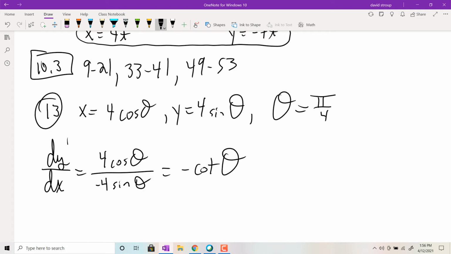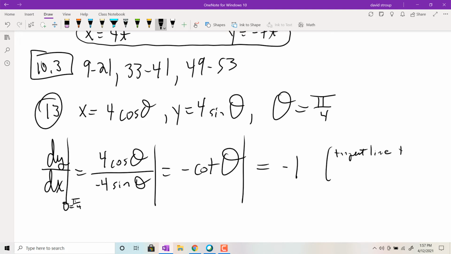And then we need to evaluate it at pi over 4. Okay. Theta equals pi over 4. I'll just write it like that so I don't have to repeat it every time. The cotan of pi over 4 is 1, and with a negative in front of it, it's -1. So the graph would have a negative slope at this point. The tangent line to the graph here would have a negative slope. You could just put the -1.